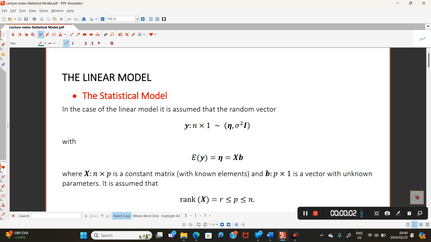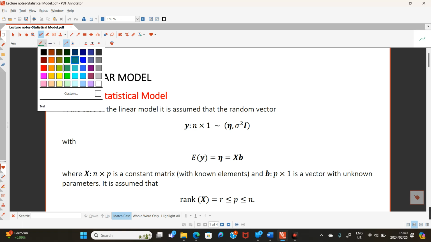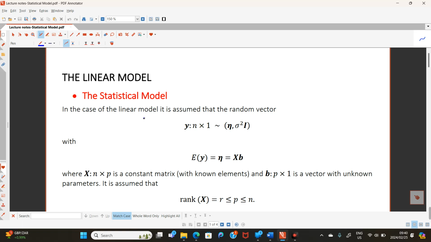Hello, I'm Mohammed Arashi, and I'm going to explain the statistical model in linear modeling. Suppose that you are provided with this model, and in regression analysis we call it mean regression. If I use the common notation, let's write it in this way.